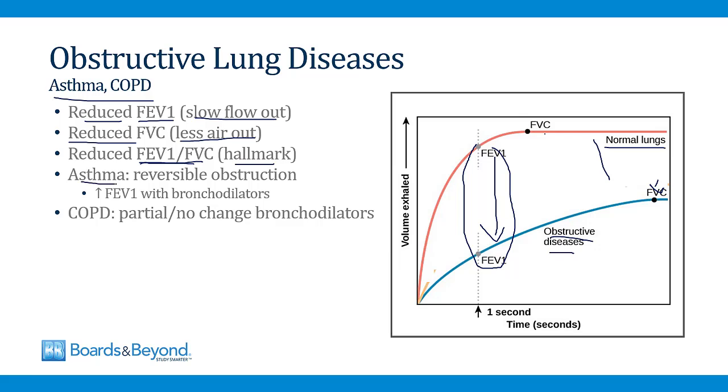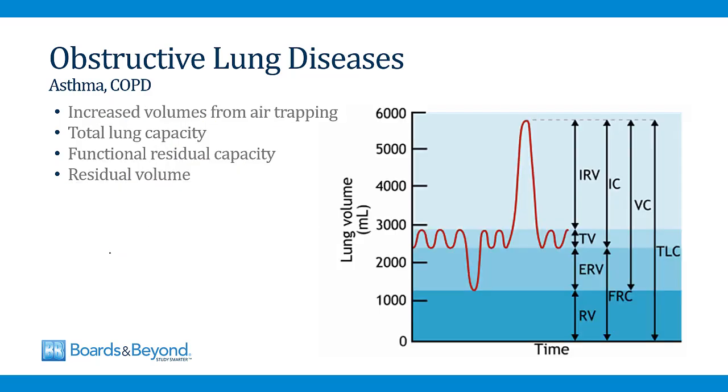If the patient has asthma, the pattern is reversible. You can give the patient bronchodilators and their lungs will look more like a normal lung curve. In patients with COPD, it's a chronic disorder. That's what the C is for, chronic. And so in these patients, there's a very small or no change with bronchodilators. But in both cases, you will get an obstructive pattern, meaning a reduced FEV1, a reduced FVC, and a reduced FEV1 to FVC ratio.